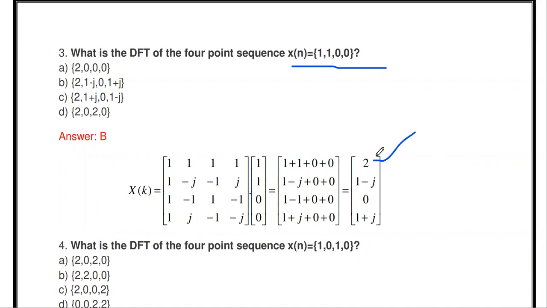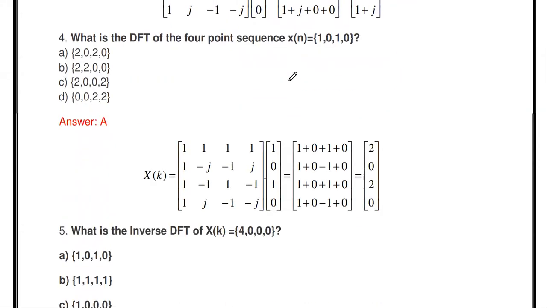Okay, so in order to check whether our answer is correct or not, the first answer in a DFT problem, the first X of k value for k equal to 0, is always the addition of the x of n samples. So 1 plus 1 plus 0 plus 0 is 2. Okay. Then the next value 1 minus j, the third value is 0, the fourth value is 1 plus j. So the answer B is the correct answer. Okay, these are all 2 mark questions.